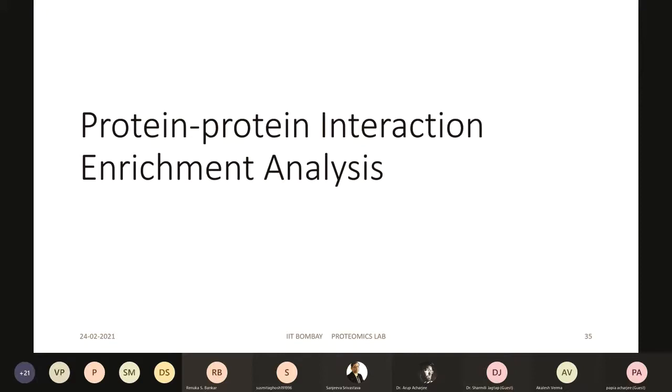So we know that proteins do not work alone. They interact with other proteins. But wouldn't it be great if we put in our data and somebody tells us that out of the 400 expressed proteins, 70 of them form a part of a protein-protein interaction network? So this is very valuable information.